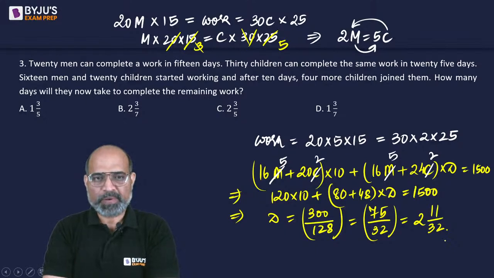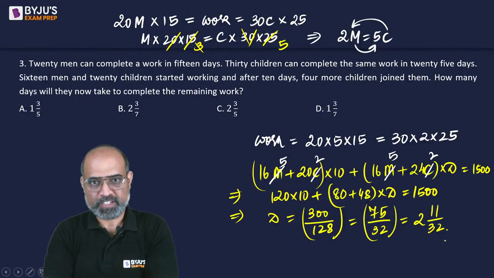20 men can complete a piece of work in 15 days. 30 children can complete the same work in 25 days. 16 men and 20 children started working, and after working for 10 days, 4 more children joined them. So instead of 20 children, we will be having 24 children. How many days will they now take to complete the remaining work?